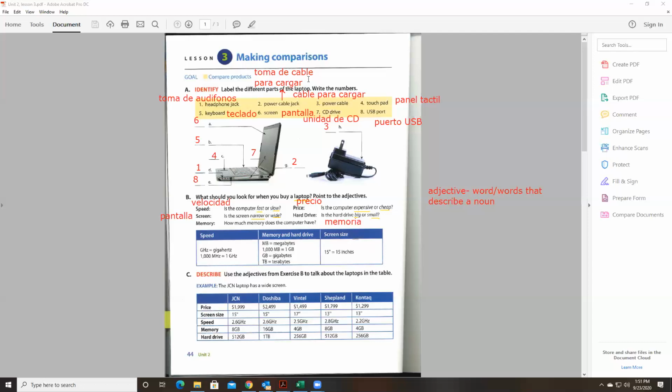Okay, I want you to write 3 sentences about these laptops. I don't care which ones you choose. I really don't. I just want you to write 3 sentences. And you can write this at the bottom of your page, or you can write them on the back. Okay, and I will check those on Monday when you hand this in.